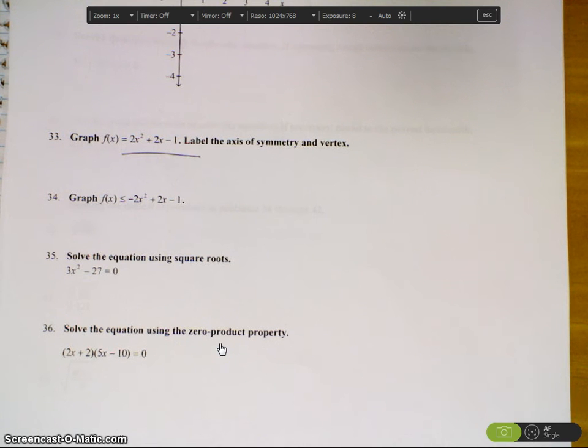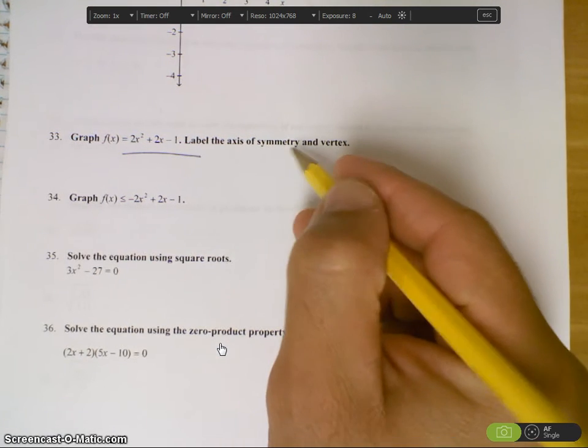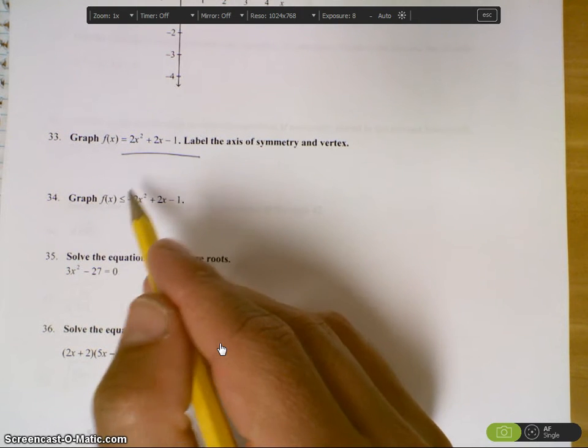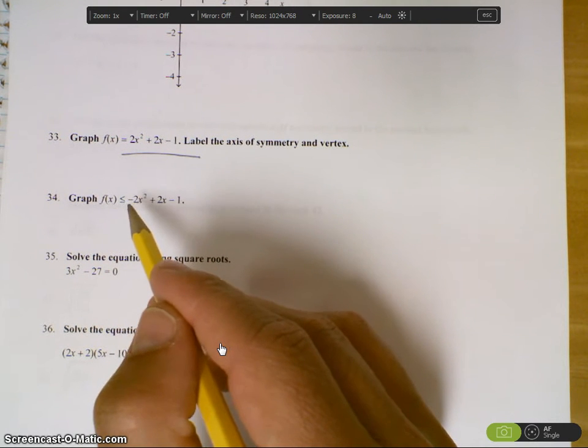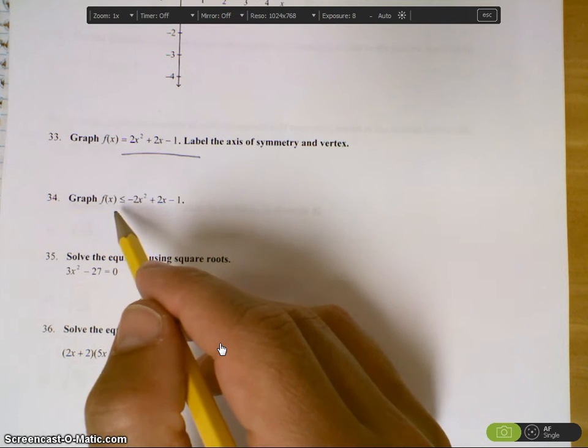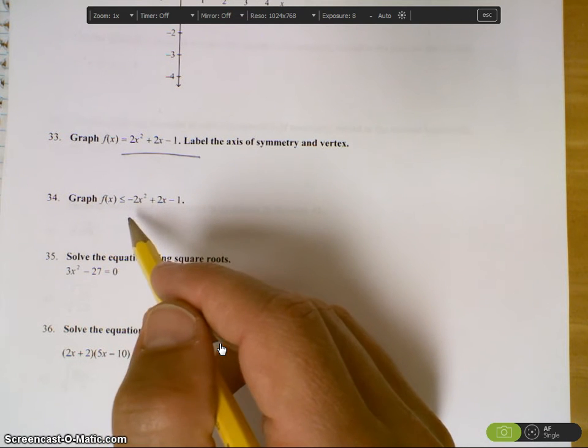All right, welcome back. We're going to look at number 34, graphing inequality. Same as the last problem on the last video. We're going to graph this, and then we just have the added feature of shading part of this graph, either inside the parabola or outside the parabola.